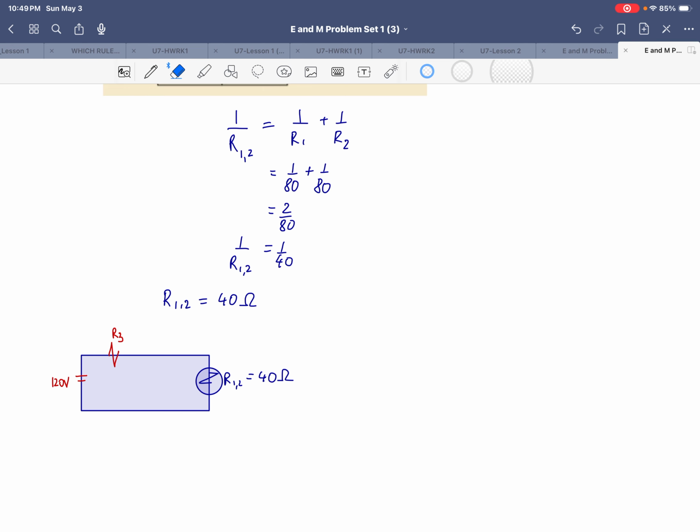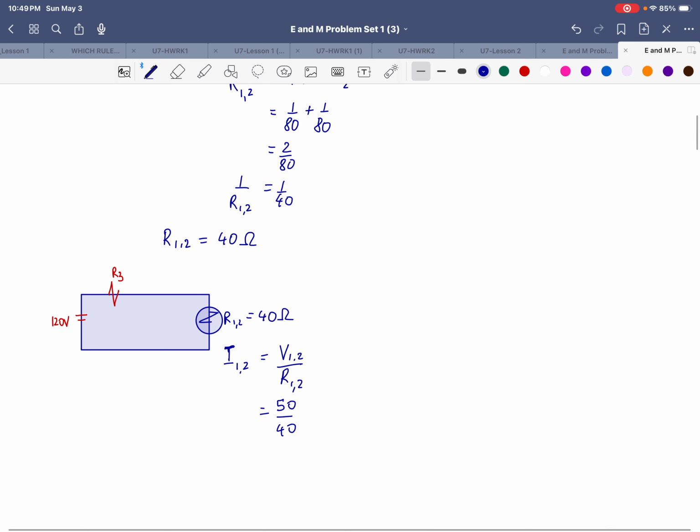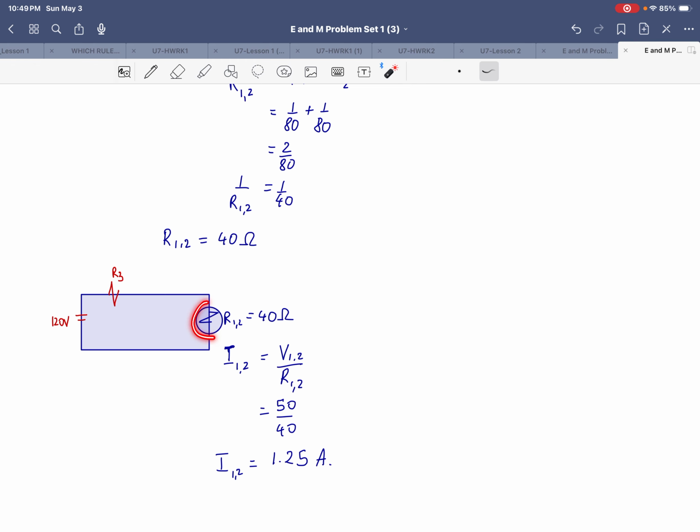So if the potential difference is 50 volts, then the current in R12, the total current, which we're going to call I12, would be equal to the potential difference over the total resistance R12. Now we know that the potential difference is asked to be 50, divided by the total resistance, which is 40. That will give a current in 12 as 1.25 amps. Now we know that 1.25 amps will be the current here, or also the current in here, because they are in series, and in series the current is the same. So we're going to say that I3 is equal to 1.25 amps.